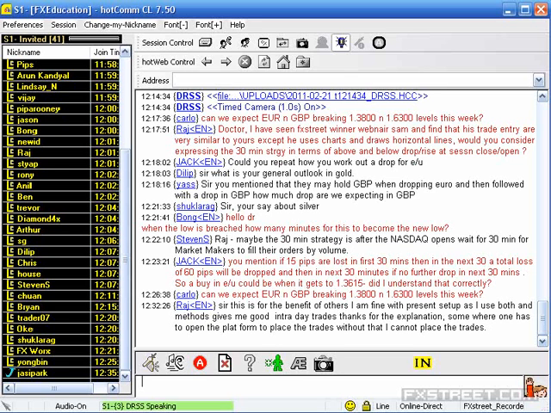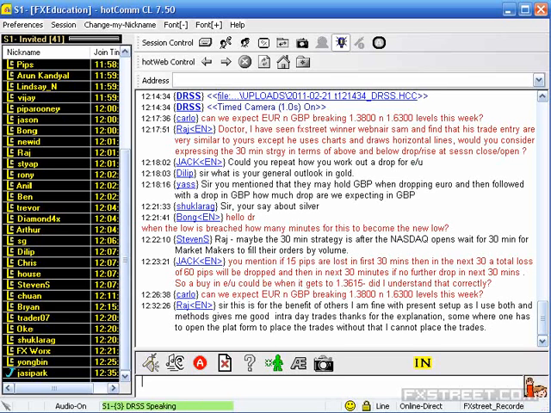Then Dilip, what is your general outlook for gold? Gold is expected to make higher level swings here, 1395 to 1385, and silver from 8230 to 8330, that sort of swings.